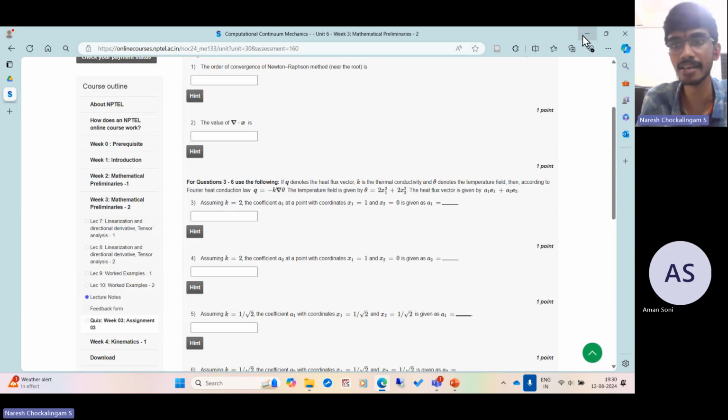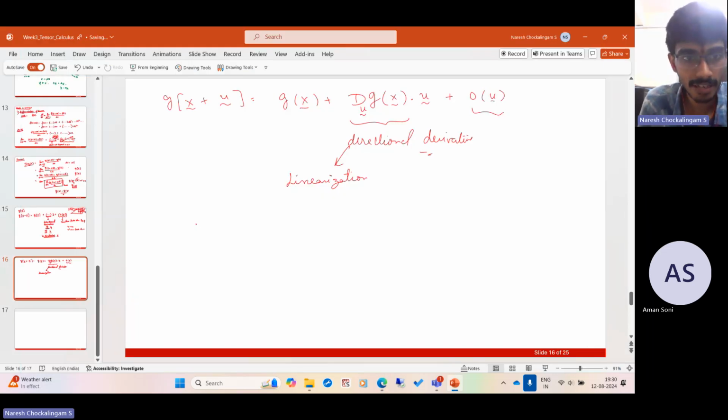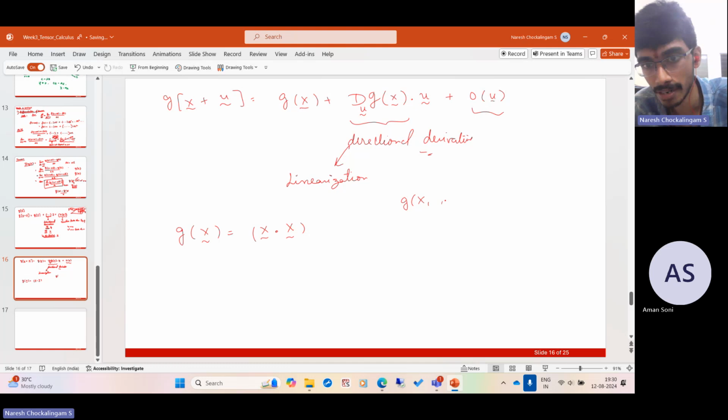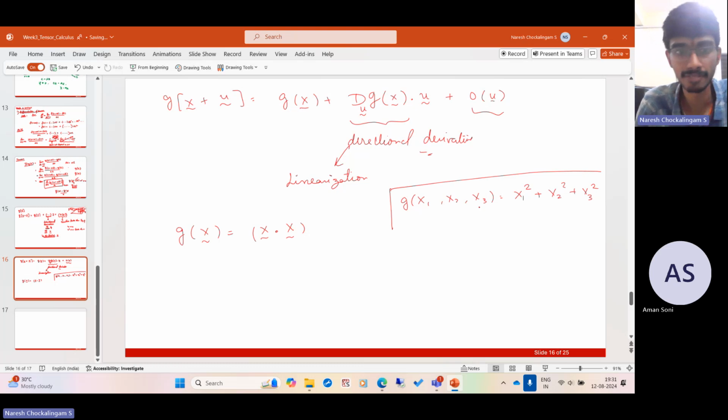Okay, then I can solve any problem. So consider the function g of x as x dot product with x. If you write it in terms of components, g of x1, x2, x3 is x1 square plus x2 square plus x3 square. This is the function in the components form, and this is the abstract vectorial form.